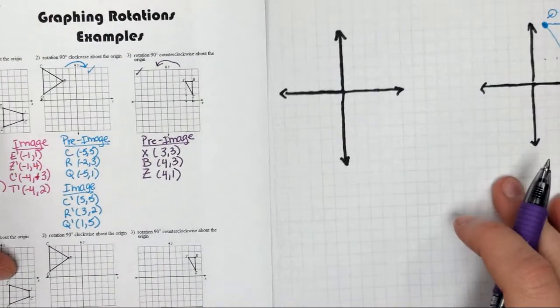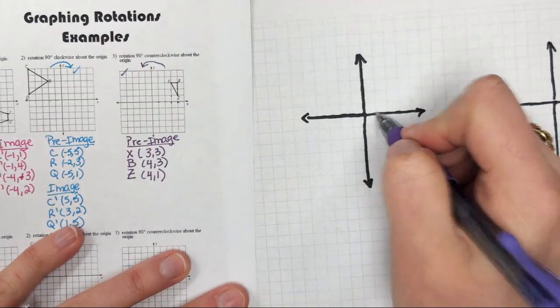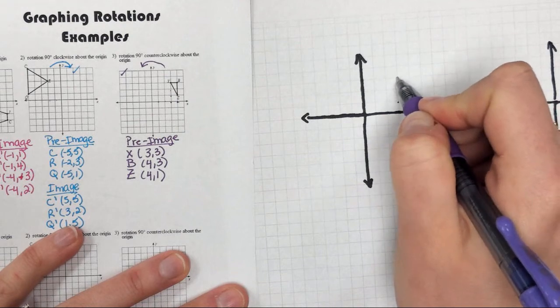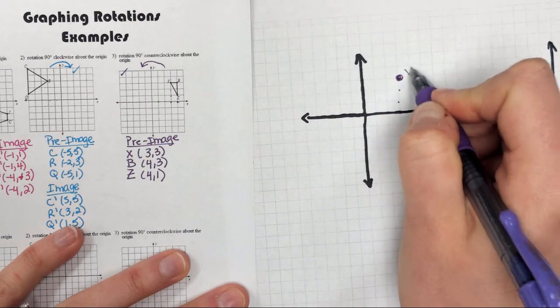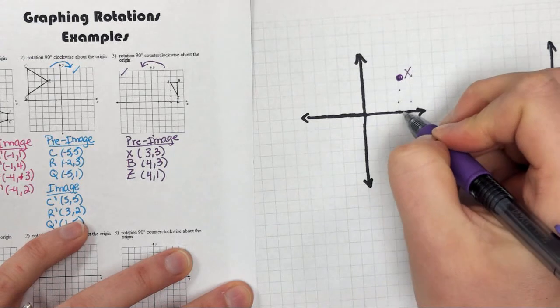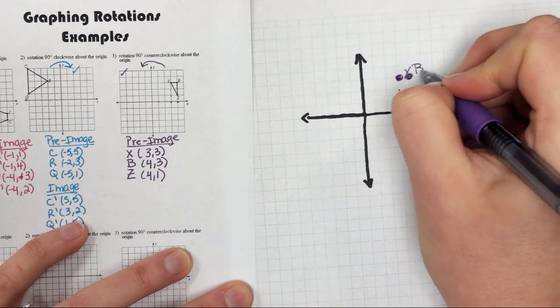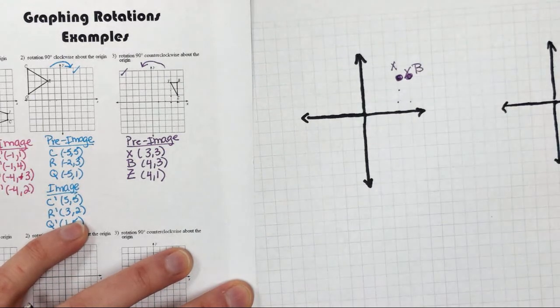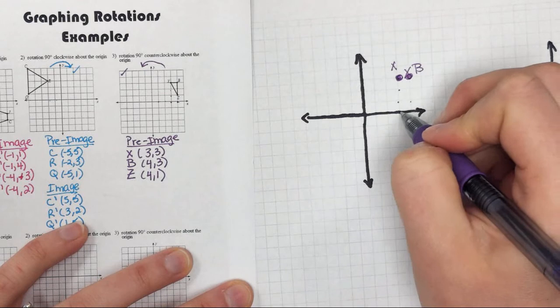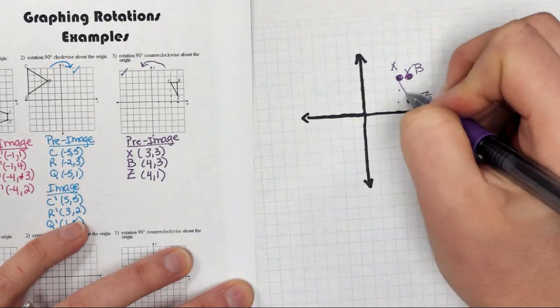We're going to copy our shape on a separate sheet of graph paper. 3, 3. That's X. B is at 4, 3. It should be here. There's my X label over there. And Z is at 4, 1, right here. Okay, little triangle.